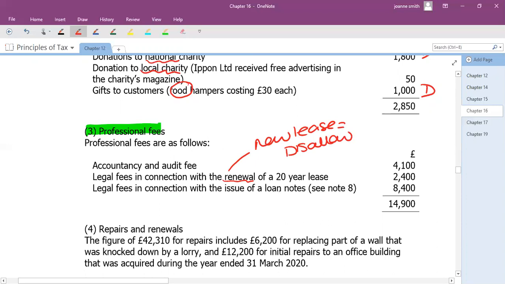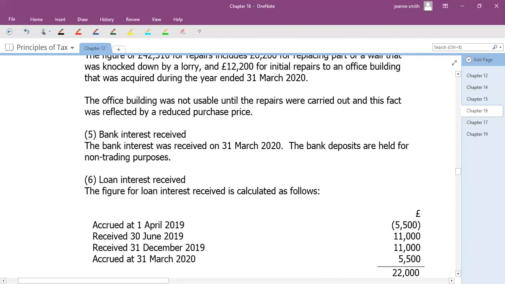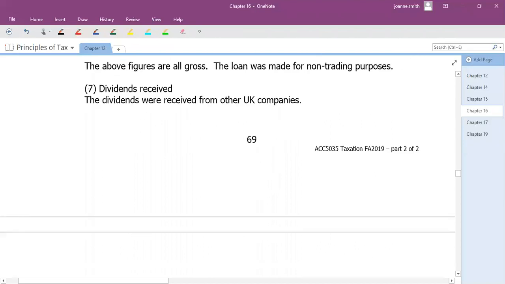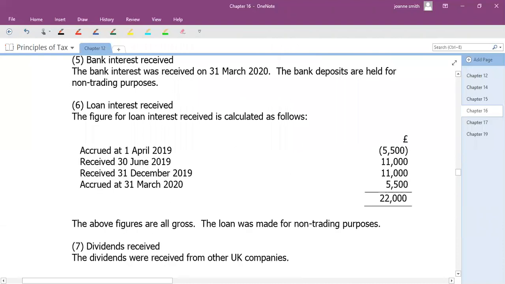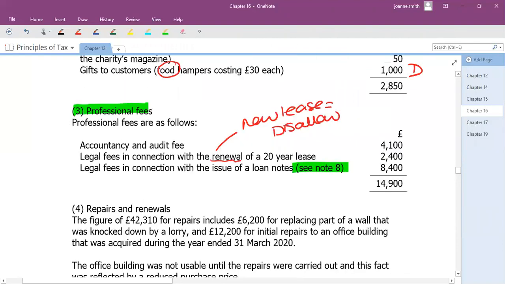Now, there are some legal fees connected with issuing some loan notes, and it's got next to that note 8. So what we need to find out is what was the loan for. So let's go down to note 8, where it tells us that IPM raised some loan notes. The loan was used for trading purposes. So that's what we need to know. Regarding the legal fees, is it a loan to do with a trade purpose? So if it's legal fees to do with the trade, then remember it's allowed. So we don't need to disallow anything there that's in note 3.